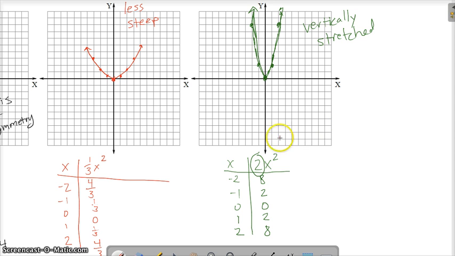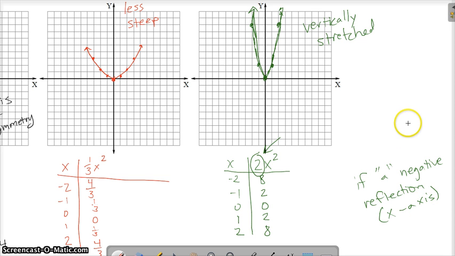Now, if this number was negative, if this a was negative, it would be a reflection across the x-axis. So that is what happens, or how you look at graphs and compare them.